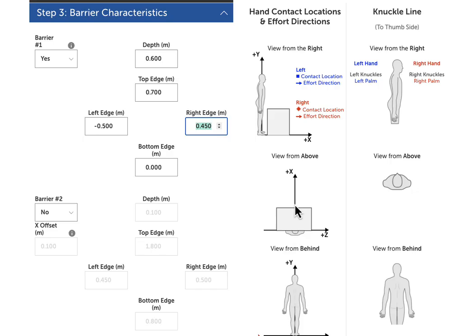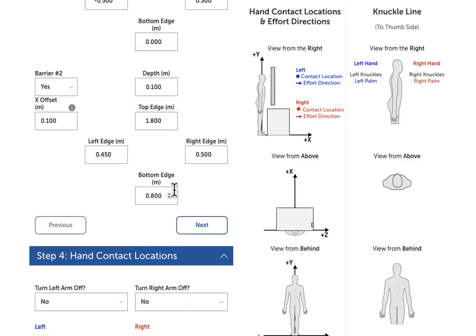So this is the depth of 60 centimeters from above. Here's the 60 centimeters forward. You can see the top edge is at 70 centimeters or 0.7 meters, and the bottom edge is on the bottom. And then here's the midline. The left edge is negative 50 centimeters to the left and positive 50 centimeters to the right. So now we've created this first barrier, and we're going to put another one in. So there's a vertical bar. There's some default values just so you can see graphically what things look like. This is indicating that it's a 0.1 depth, and it's got a top edge of 1.8 and a bottom edge of 0.8. So it gives you some frame of reference when you're putting this in.